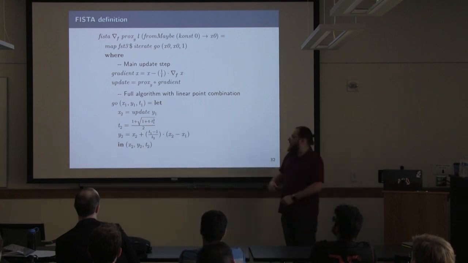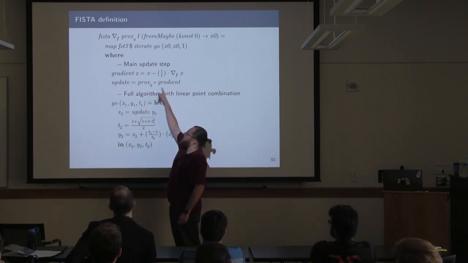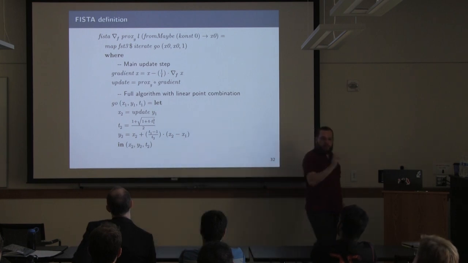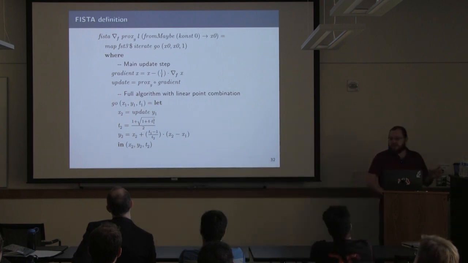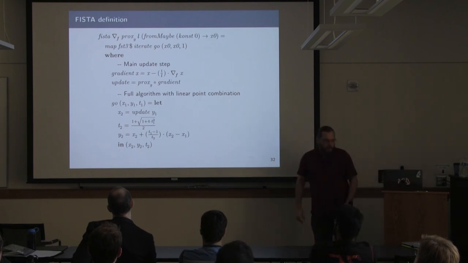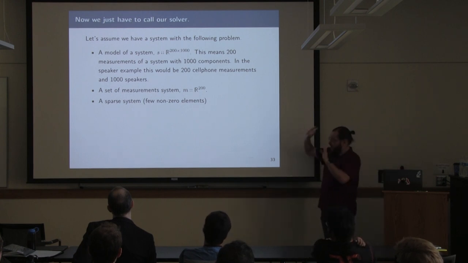And again, the types help us here, because I have to pass in gradient and proximal operator functions that match. I can't have one that returns a size m and one that returns a size n and takes in a size n, where n and m are different. So that's great. Again, that's all there is to FISTA.